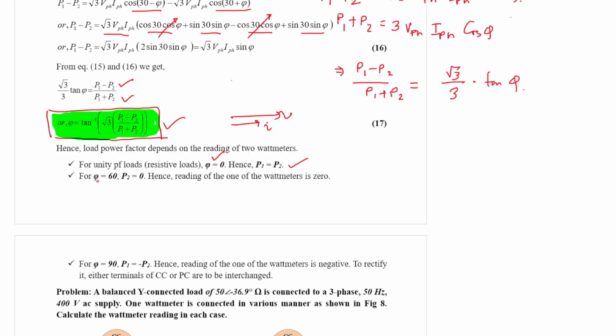Secondly, if we have phi equal to 60 degrees, then one of the wattmeters will show you 0 reading. From this expression, if you substitute phi equal to 60, tan 60 becomes root 3, so that root 3 gets cancelled, and P1 minus P2 becomes P1 plus P2. So from there we can clearly say that P2 must be equal to 0. So the reading of one of the wattmeters must be 0.